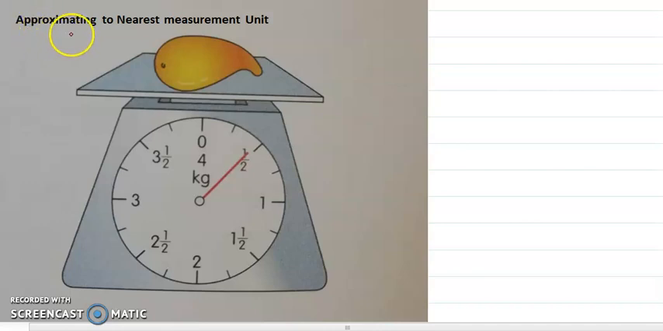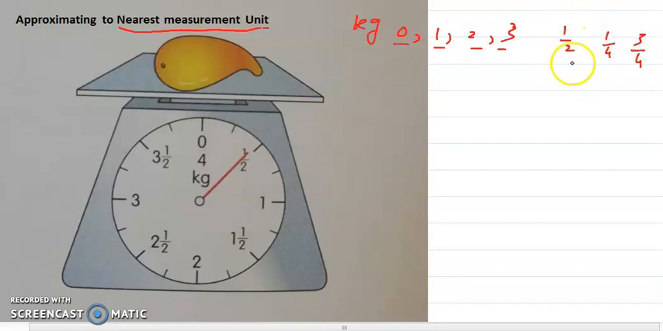Here we are going to learn today approximating to the nearest measurement unit. Now we must look carefully at this sentence, because in the previous lesson we discussed approximating to the nearest kilogram. When we use that phrase, to the nearest kilogram, it means we will write the values in full numbers, like 0, 1, 2, 3. So our answer must be in this format. We will consider these numbers. We will ignore half, quarter, 3/4 when we are rounding to the nearest kilogram.